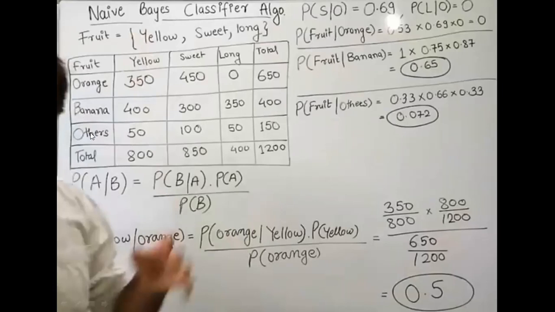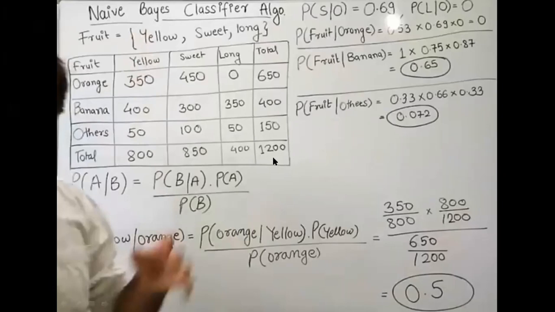And others, except banana and orange, are any other mixed fruits I have: yellow is 50, sweet is 100, and long is 50, and the total number of other fruits in my hand is 150. The totals are 800, 850, 400, and overall 1200.